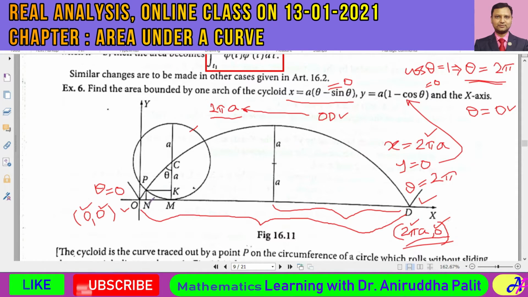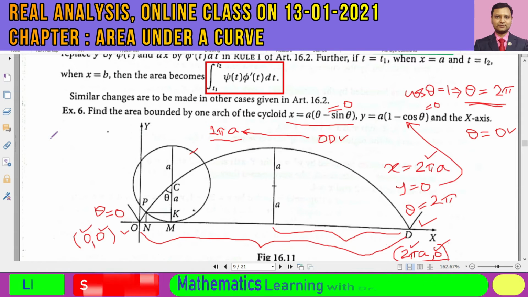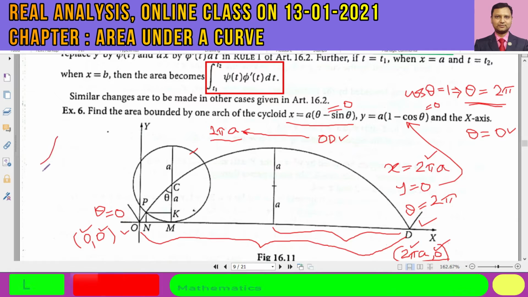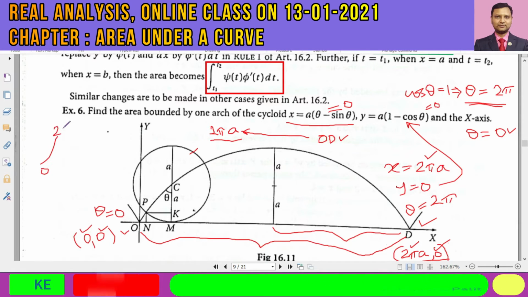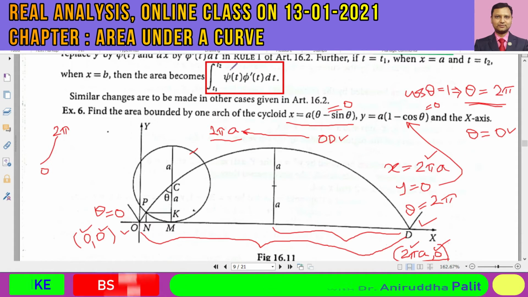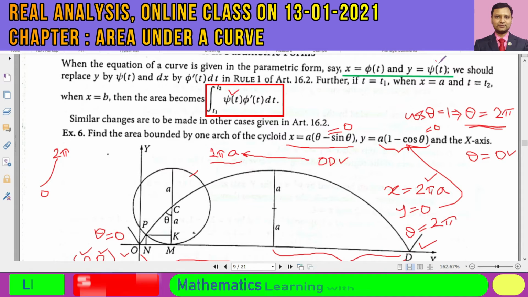And for this kind of expression, the total integral can be computed in two different ways. One is that we can integrate from theta is equal to 0 to theta is equal to twice pi within this kind of integral. Then we just put psi of t. What is psi of t? Psi of t is equal to this expression 1 minus cos of theta. That is actually the expression of y.